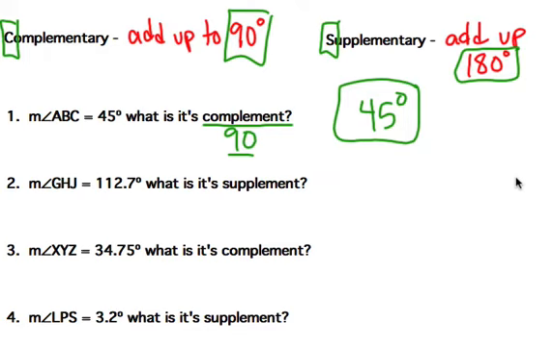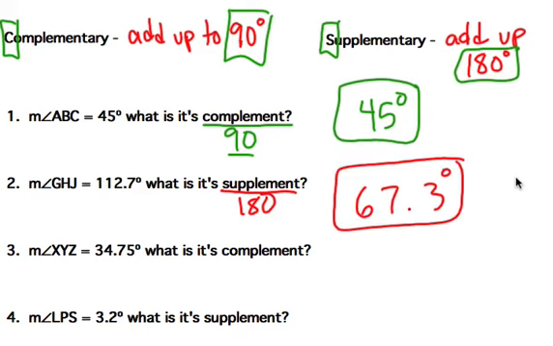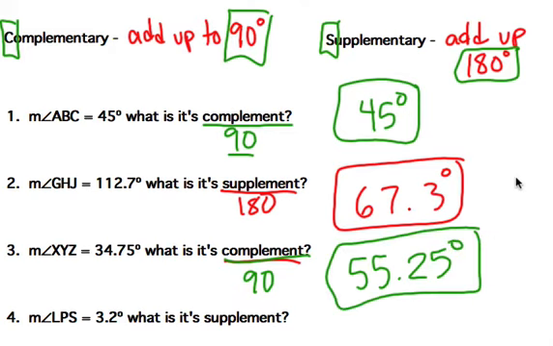All right, so this one's supplement, so it has to add up to 180. 180 minus 112.7. That's 67.3 degrees for that one. Next one, complement. Keep our alternating colors going. So that's going to be 90. So if I subtract, I get 55.25 degrees. And don't forget your little degree sign.